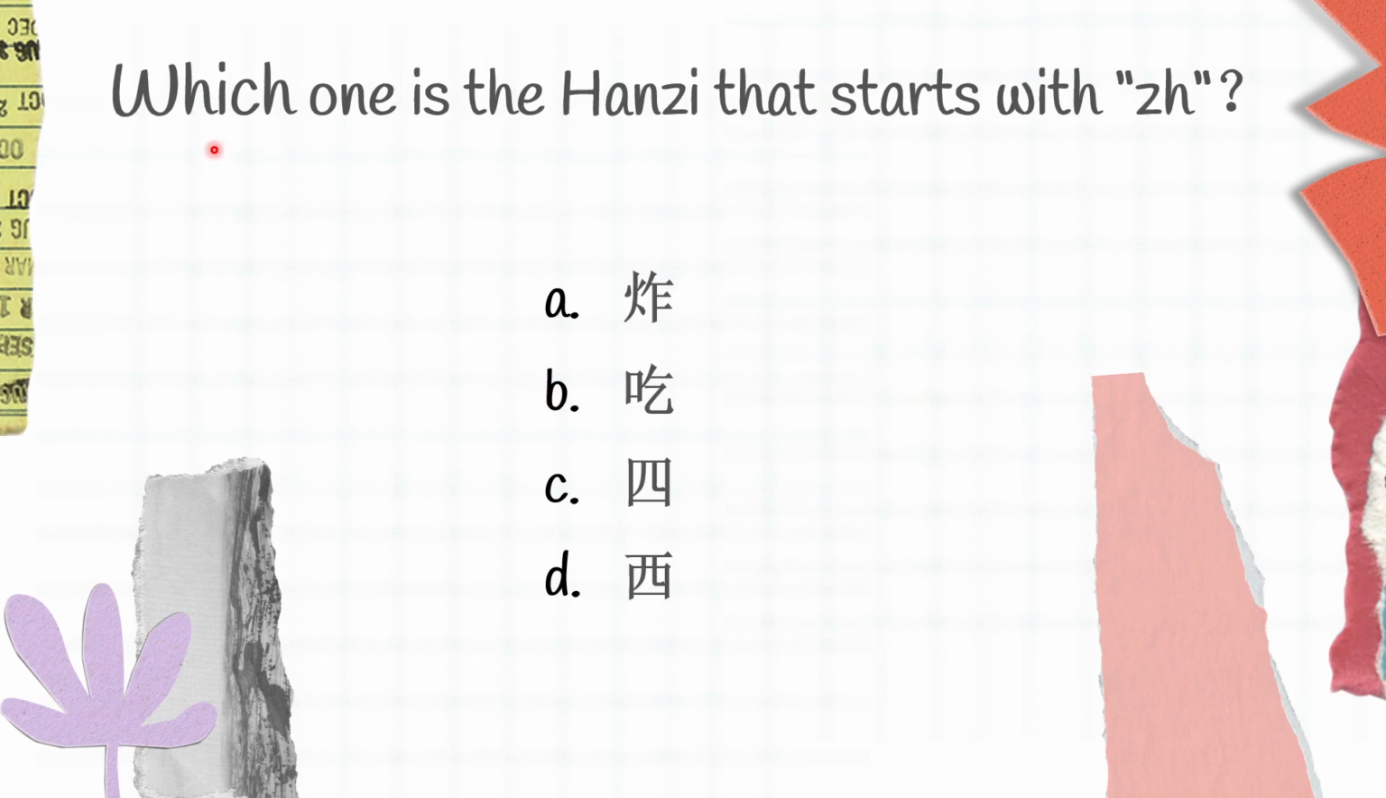Another question for today. Which one is the hanzi that starts with these letters? You can try to guess first. A is za, B is chi, C is si, and D is C. And the correct answer for this question is A.